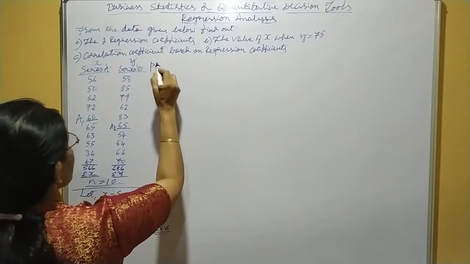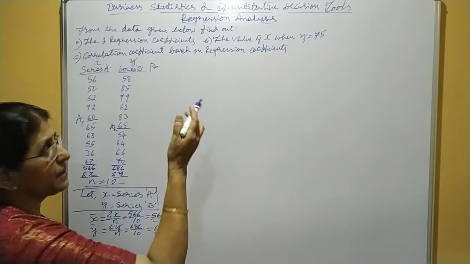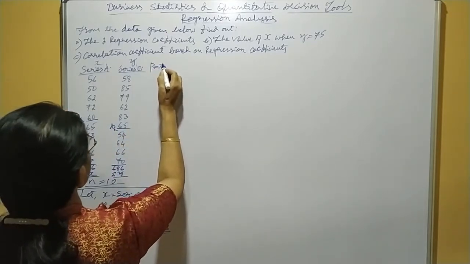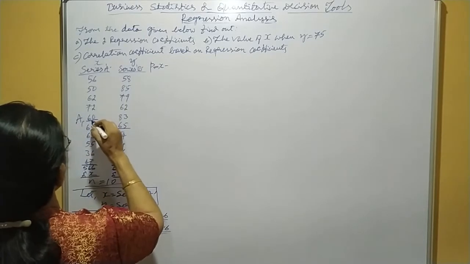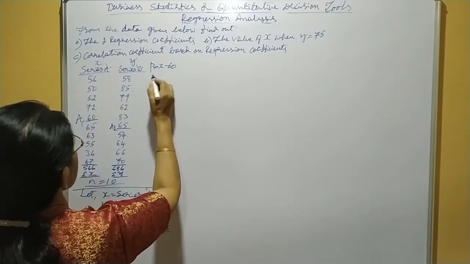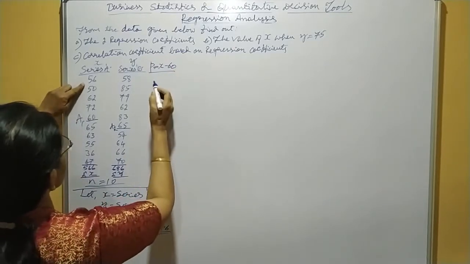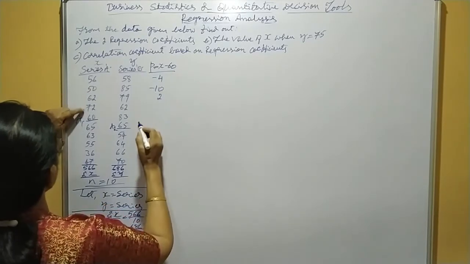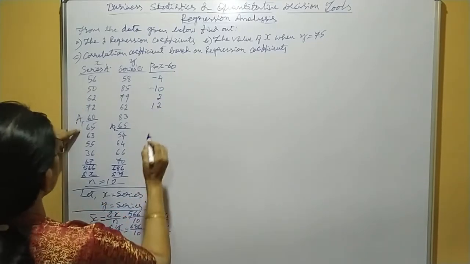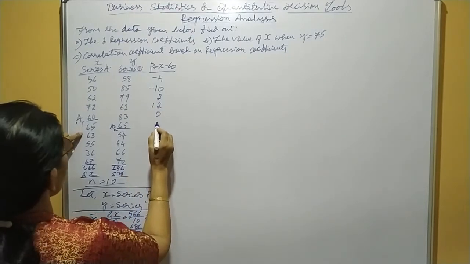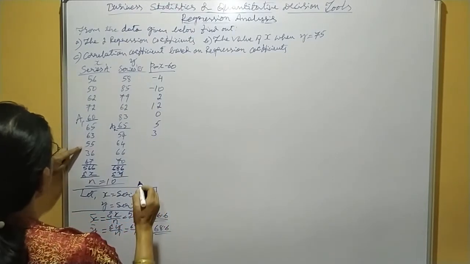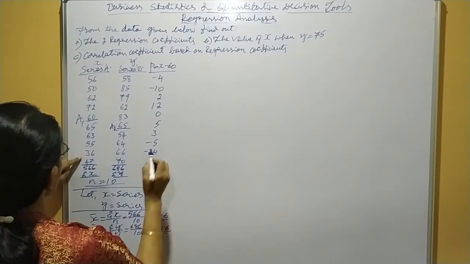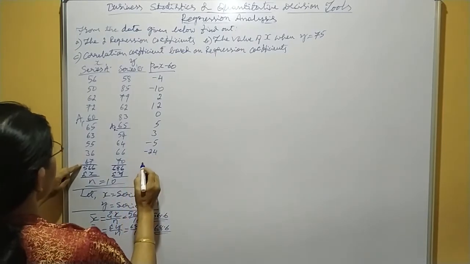Now next what we have to do, as usual we have to take P and Q. Only difference is the deviation here is taken from assumed mean. That's all. P equals, what is the formula? X minus A1. Here A1 is how much? 60. Okay. Now 56 minus 60, 50 minus 60, 62 minus 60, 72 minus 60, 60 minus 60, 65 minus 60, 63 minus 60, 55 minus 60, 36 minus 60, 47 minus 60.